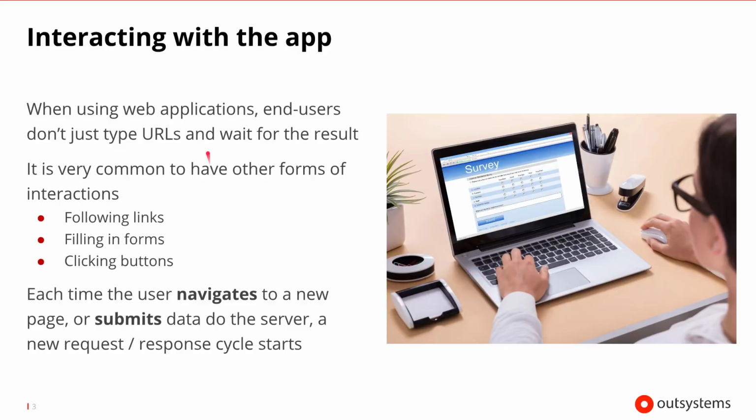So when we begin interacting with our app, most of the time when users are interacting with the app, they're not just typing in URLs because they can remember all of the flow of the application. It's much more common for them to have forms and buttons and links where they can click on those links and fill in the forms and submit things with buttons. So each time a user clicks one of those links or buttons, they're navigating to a new page or they're submitting data to the server. And any of those interactions start a brand new request response lifecycle.